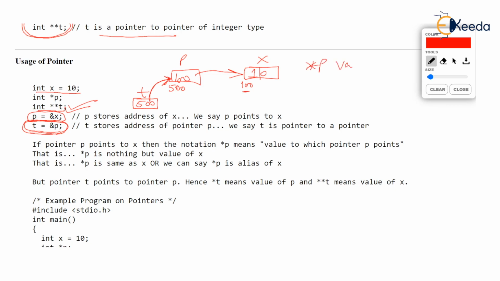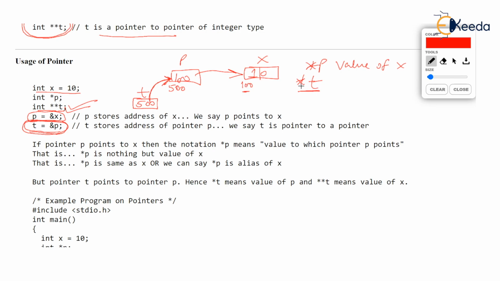Now, what is *p? Value of x, correct? Then what is *t first of all? Just think over it. Stick to fundamentals. *t means the value to which t points. Repeat. *t means the value to which t points, and that value is nothing but 100. *t is nothing but 100, and 100 is nothing but the address of x.